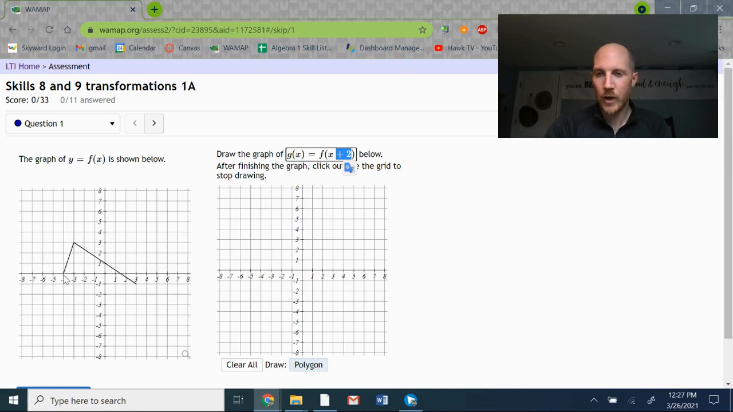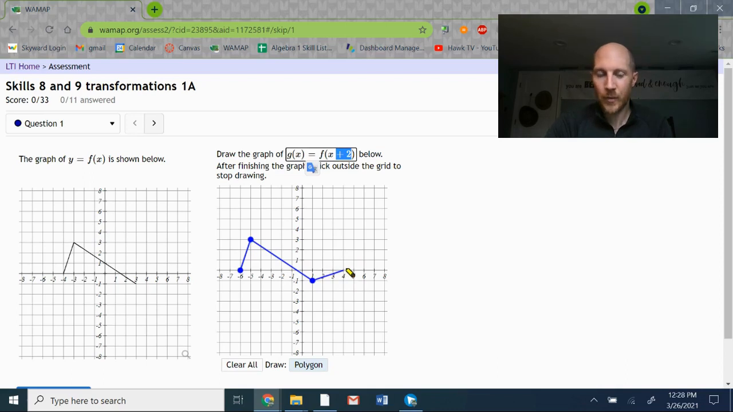So the first point on the original graph is at -4, 0. So in my new graph, I'm going to take what that point would be, except slide to the left 2 spaces, click. So there's my first point. The next point on the original graph here is at -3, 3. So if I move that left 2 spaces, it's going to be at -5, 3, click. And then the last point here on the original graph is at 3, -1. If I subtract 2 from that x coordinate, it's going to be 1, -1. Click.